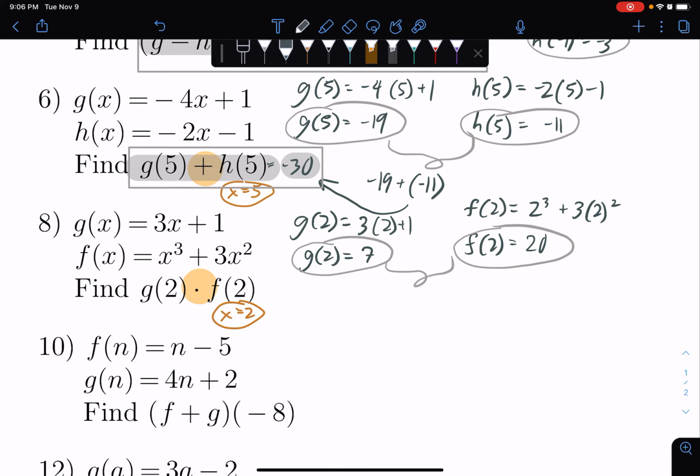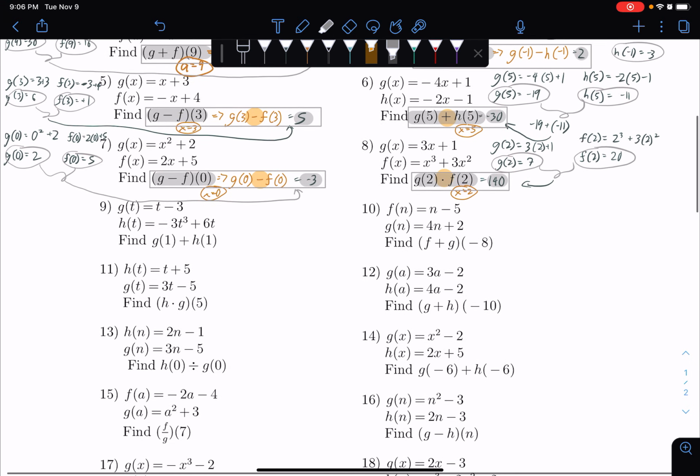Now the operation says multiply. So 7 times 20 is 140. So we'll just place that way. Alright. Then highlighter, there you go. Let's move to number 9.